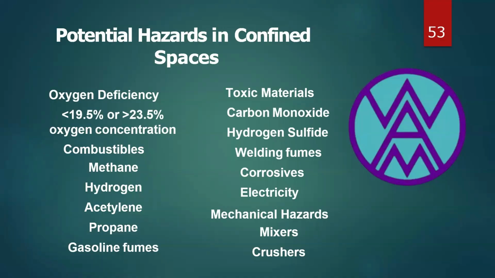There can be combustible material like metals, as we discussed before, uranium, titanium, potassium, or some gases like methane, hydrogen, acetylene, propane. Gasoline fumes can occur. If a person is performing a welding job, there can be some toxic fumes. There can be toxic material like carbon monoxide, hydrogen sulfide, which we call H2S gas. Welding fumes, corrosives, and electrical hazards can occur. Mechanical hazards, like if a person gets crushed in a crusher machine because it is not properly isolated, can happen in a mixer or crusher.